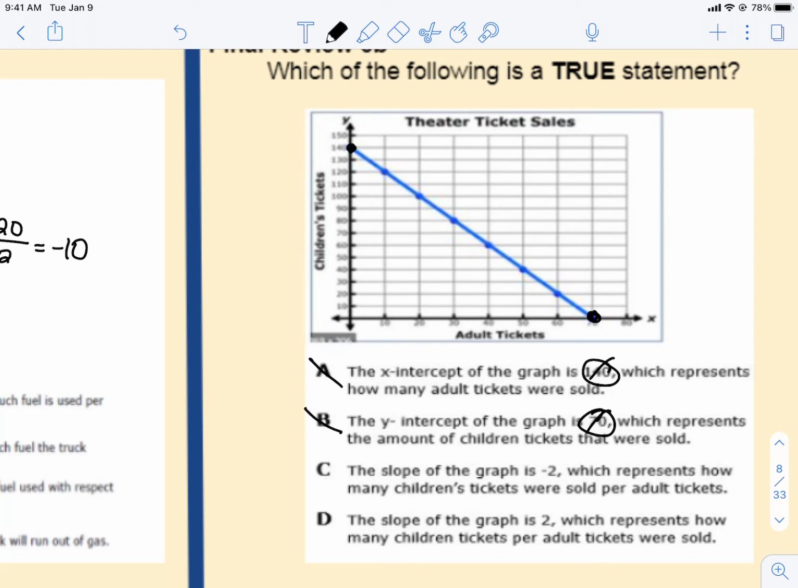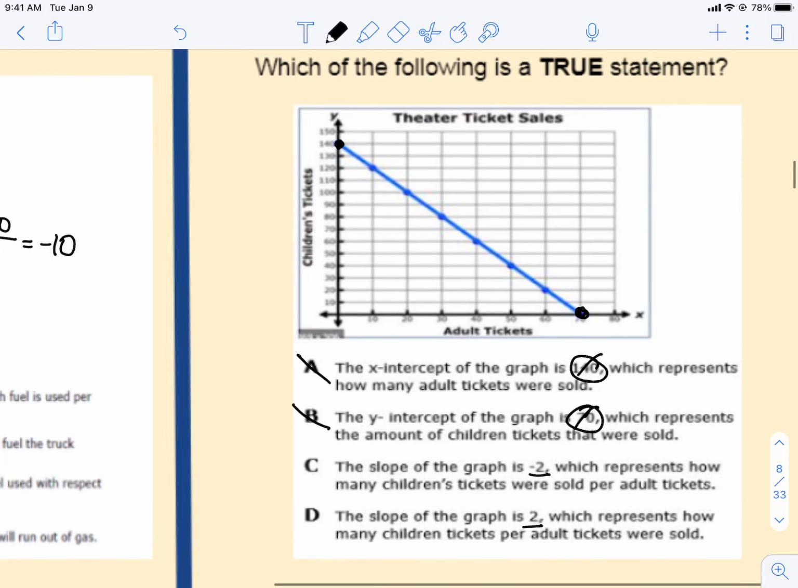Okay, C: the slope of the graph is negative 2, which represents how many children's tickets were sold per adult ticket. And D: the slope of the graph is positive 2, which represents how many children's tickets per adult ticket were sold. So again, it's a difference between a positive and a negative slope.